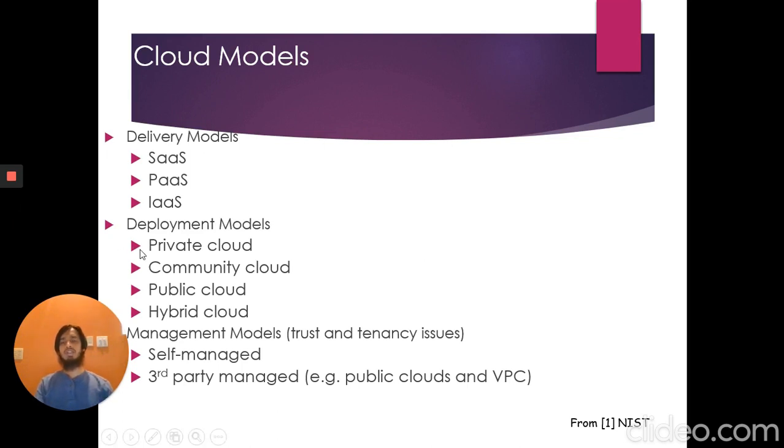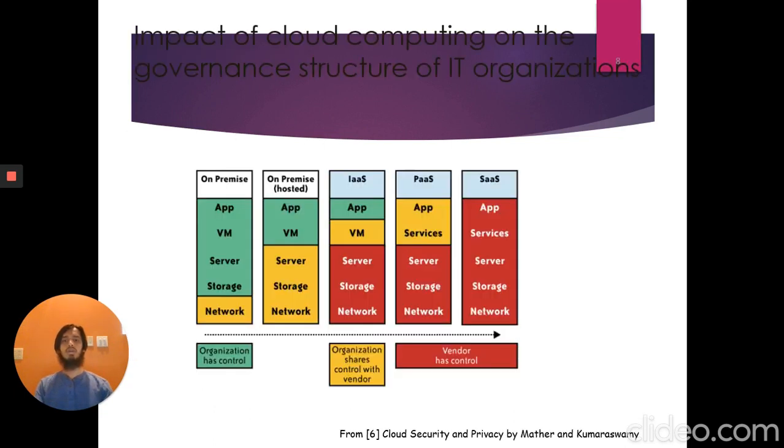So the management model that I've already discussed will be of two types: self-managed, where you own the cloud and you look after the cloud, and the other where you own the cloud, but its management will be looked after by a third party. So it is called a third-party managed cloud. Impact of cloud computing on governance structure of IT is as follows. The organization has control, the organization shares the control with the vendor, and now the vendor will have the control. So this model that you can see in this slide is basically for the third-party managed cloud. In the management model, as we have already seen, there is a third-party managed cloud. So this is how it will be.